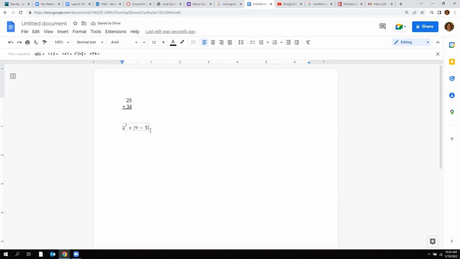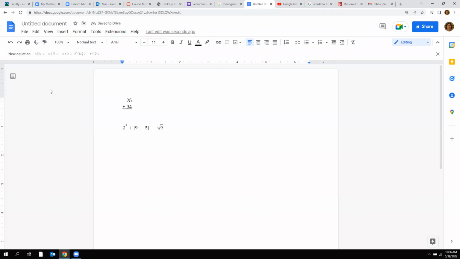And then I want to keep going. So I have to use the cursor to go after the absolute value. 9 minus 5 inside the absolute value is going to be 4, and the absolute value of 4 is just positive 4. And then I want to minus, let's say, the square root of 9. And that is how you write an expression using the following.